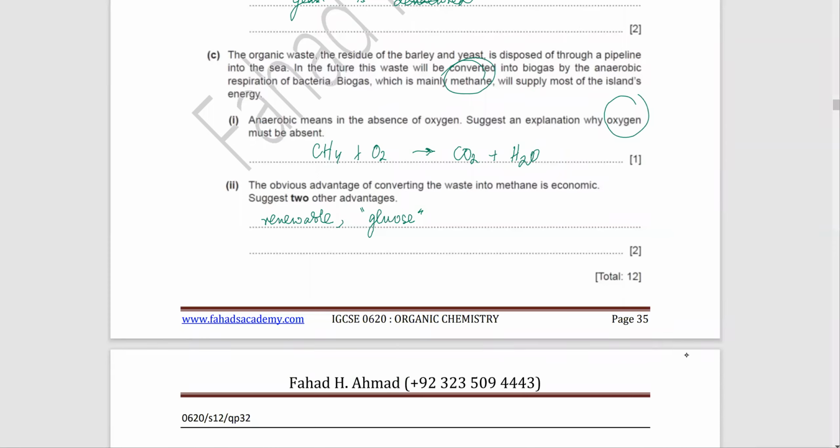And the other advantage would be less pollution because the organic waste is not thrown in the sea. I mean, they were throwing it in the sea. In the sea, that's it.